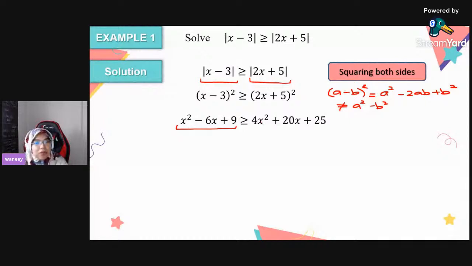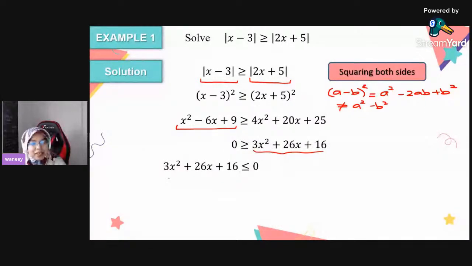So it will become 4x squared minus x squared, which is 3x squared, 20x plus 6x, so 26x, and then 25 minus 9, which is 16. So I have 3x squared plus 26x plus 16, and this is actually less than or equal to 0. But it doesn't look very nice if I have x on the right hand side. So now I'm going to flip them first. So this is 3x squared plus 26x plus 16 less than or equal to 0.